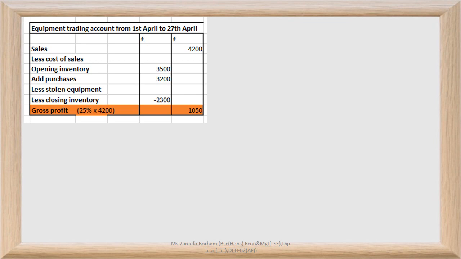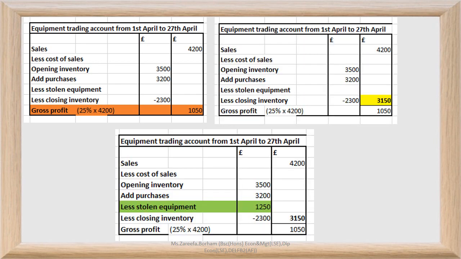So, first calculate the gross profit. This is 25% of the sales value. Next, calculate the stolen equipment by working backward from the cost of sales. So, subtract the opening inventory and purchases from the cost of sales, and then add the closing inventory. This will give you the value of stolen equipment.